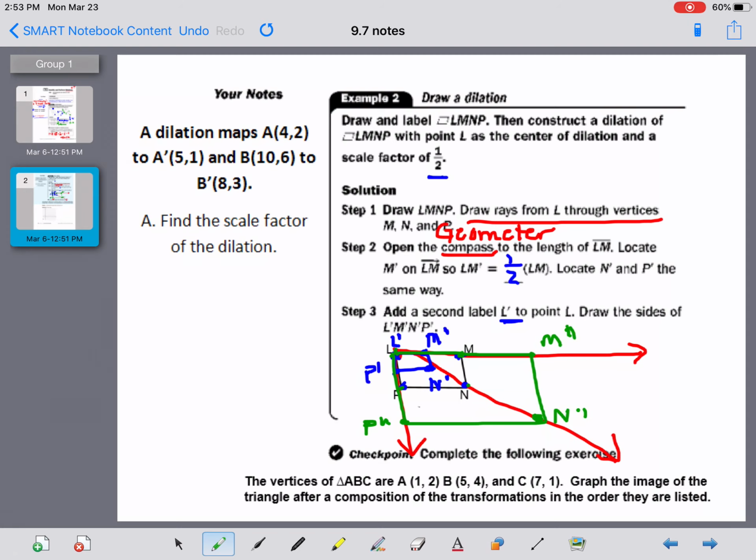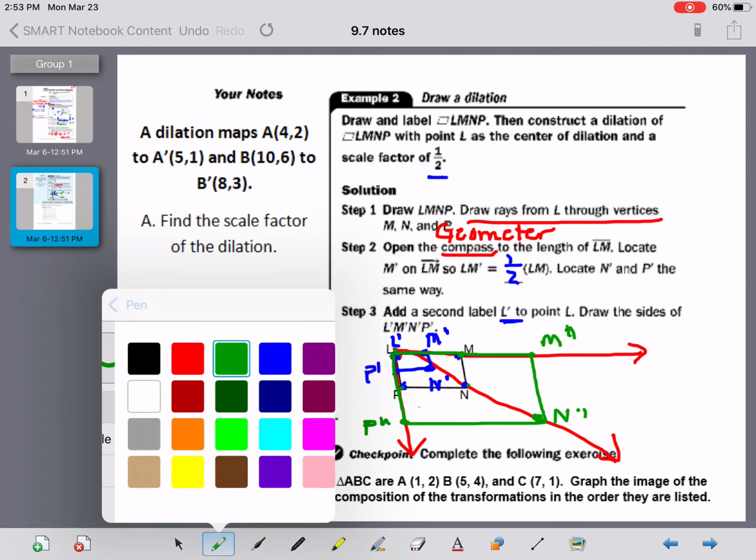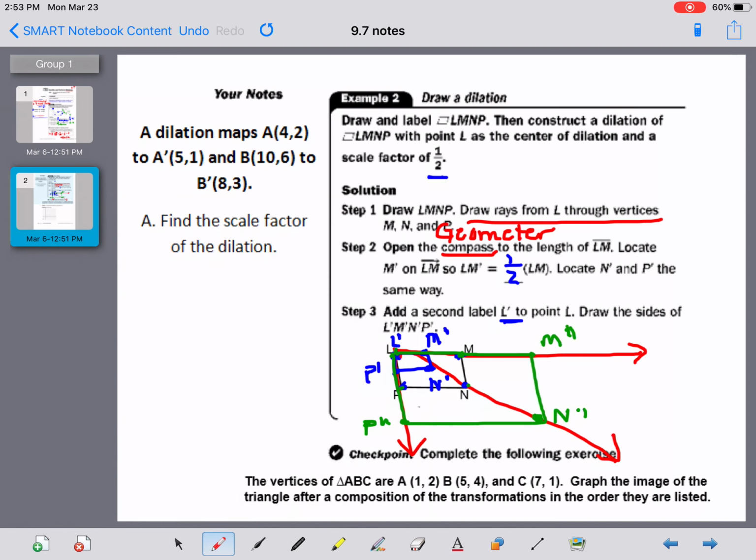Let's go to our margin here and do our margin note. It says the dilation maps A, which is (4, 2), to A prime, which is (5, 1), and B, which is (10, 6), to B prime, (8, 3). And I'm going to find the scale factor of the dilation.